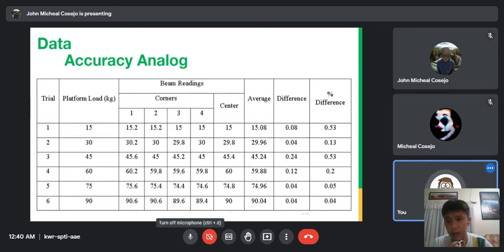Corner 1 has the first reading of 15.2, same as second corner. Then corner 3 and corner 4 and the center has 15 reading. And to calculate the average difference and percent difference, we must use the calculations. Next slide.